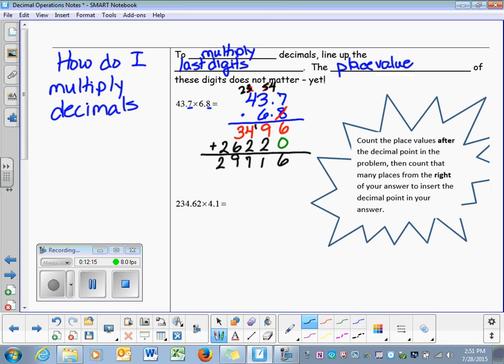Now here is where decimals are different than whole numbers. I have to count the place values after the decimal point. I've got 1, 2. So 2 place values after the decimal point. So I start here on the end, and I'm going to come in 1, 2 place values and put my decimal. So my answer is 297 and 16/100ths, or 297.16. Let's look at another problem like this.